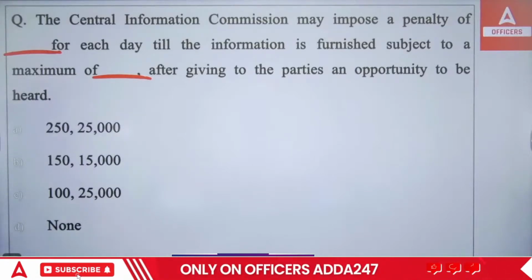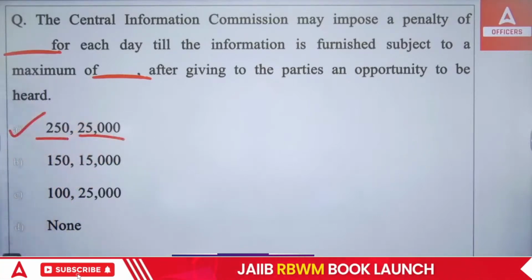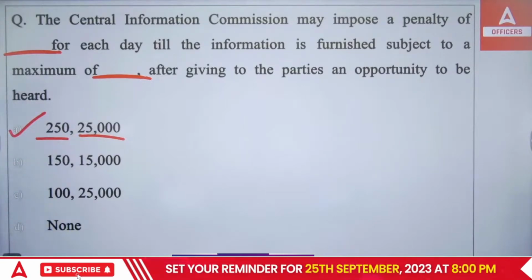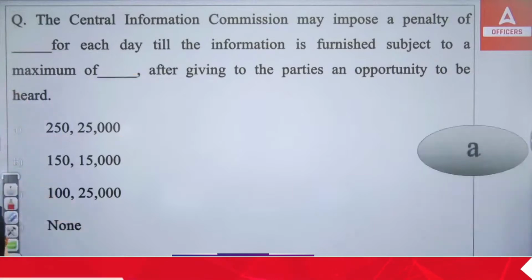Okay, so the right answer is 250 rupees per day and the maximum will be 25,000. So this penalty may be imposed by the Central Information Commission per day, up to the maximum amount. So the right answer is A.